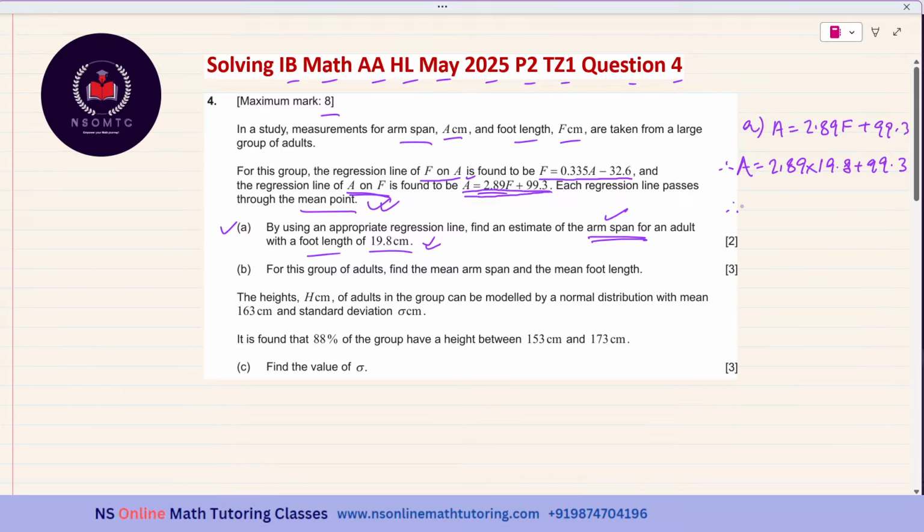So therefore, arm span is equal to 157 centimeters. Now I am writing this equal to sign because I'll be writing correct to 3 significant figures. That is why I always write the equal to sign. In case you do not write this part, then you have to write this symbol, approximately equal to. Okay.